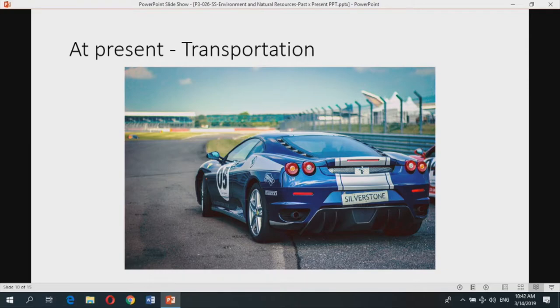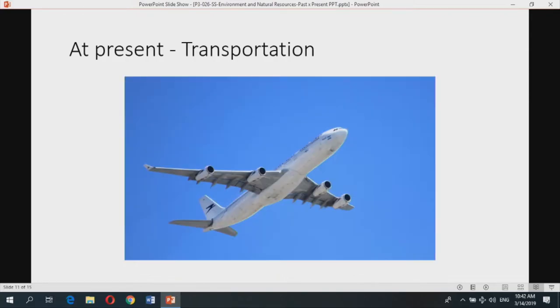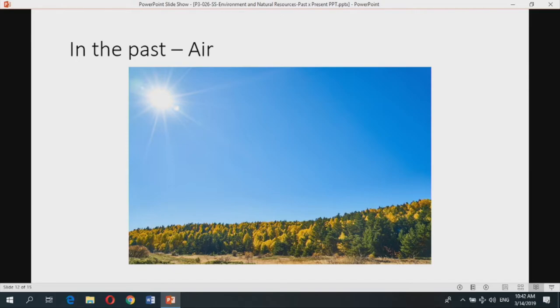How else do people travel now? Airplane. Any other ideas? Train. Good example. Yes, trains. But we have? Airplane. And in the past? We had A. A.